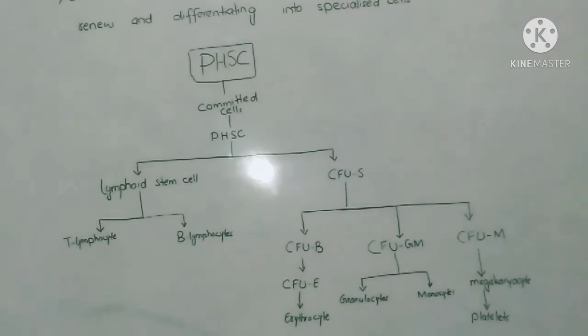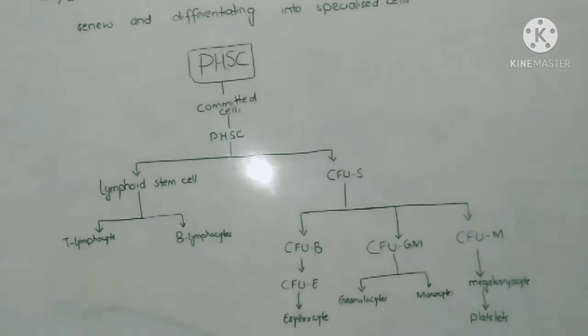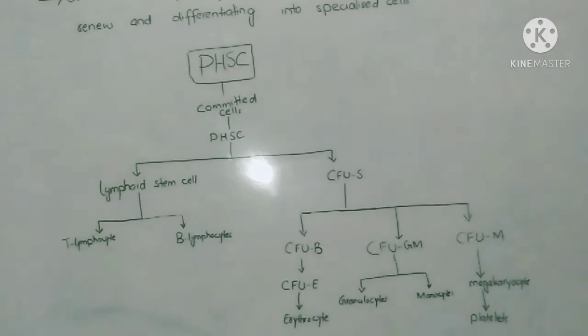Pluripotent hematopoietic stem cells go through committed stem cells, which produce the lymphoid stem cell and the colony-forming unit stem cell. The lymphoid stem cell is again divided into T lymphocyte and B lymphocyte. CFU-S divides into CFU-B, CFU-GM and CFU-M. CFU-B is again divided into CFU-E, which produces erythrocytes. CFU-GM is again divided into granulocytes and monocytes. CFU-M is again divided into megakaryocytes and platelets.